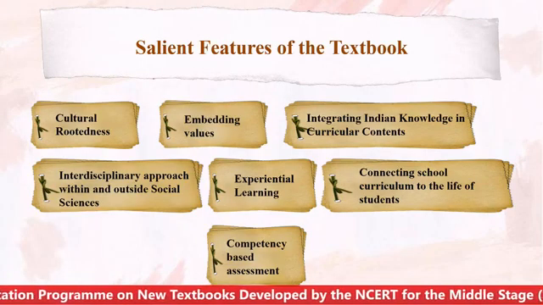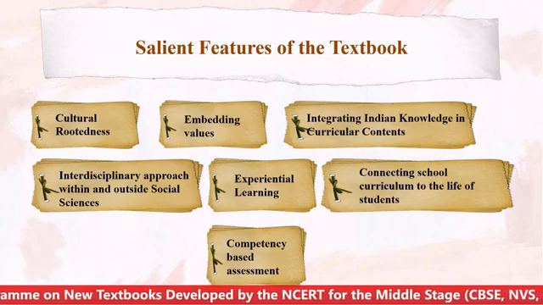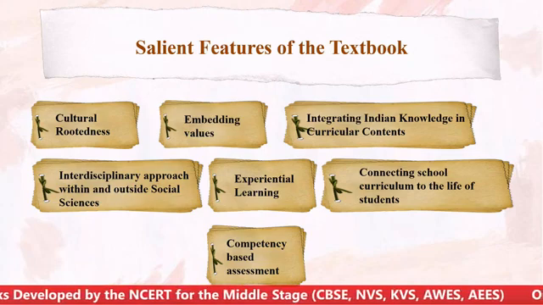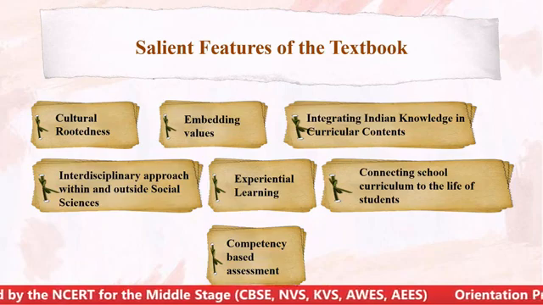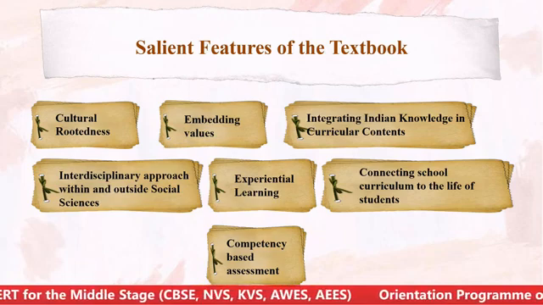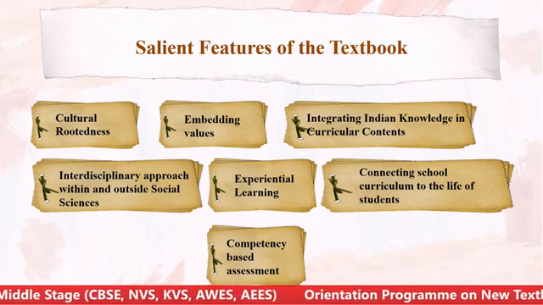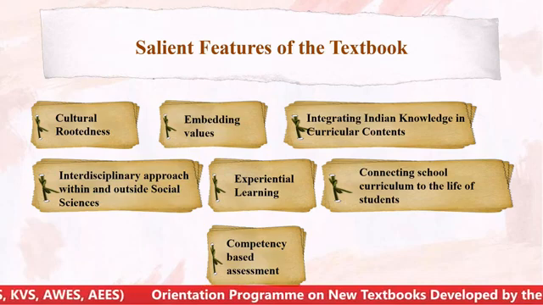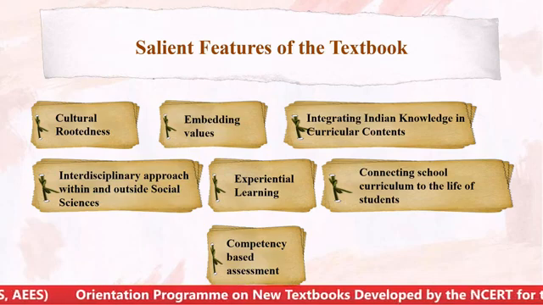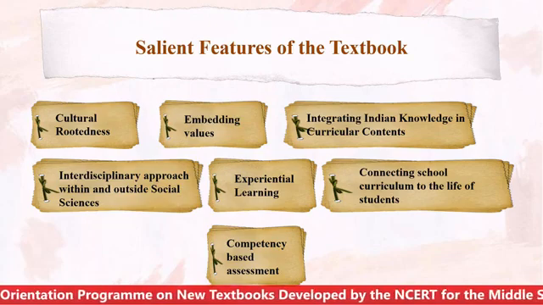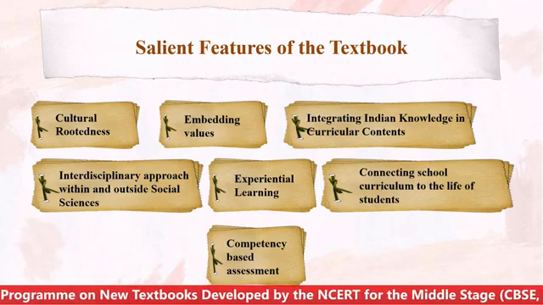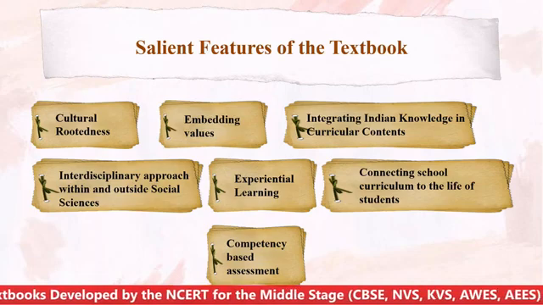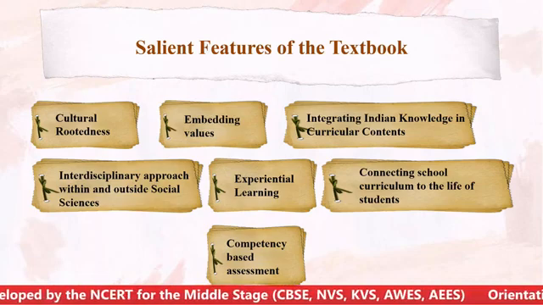Now coming to the salient features of the textbook. These are some of the salient features of our textbook. The textbook is culturally rooted. It has values embedded in it, and it has integration of the Indian knowledge system. It has an interdisciplinary approach, and it has connections within and outside social science. It has activities which are focusing on experiential learning, and then it has connection with students' life outside the classroom. And the assessment that we have in our textbook is competency-based assessment.